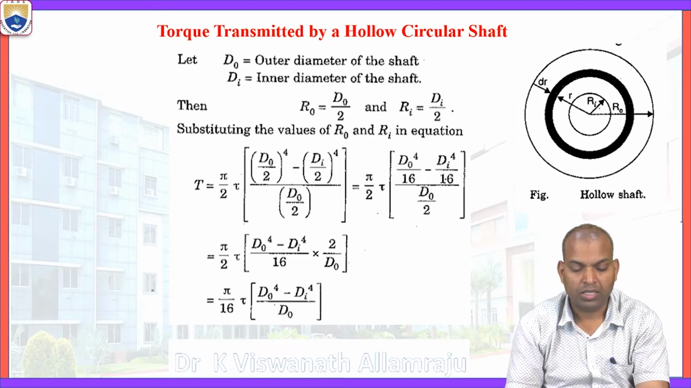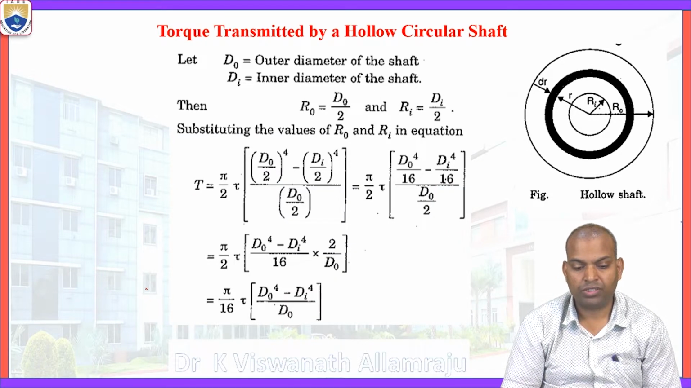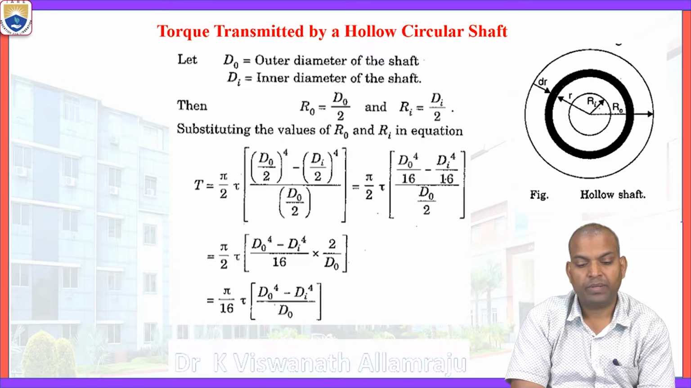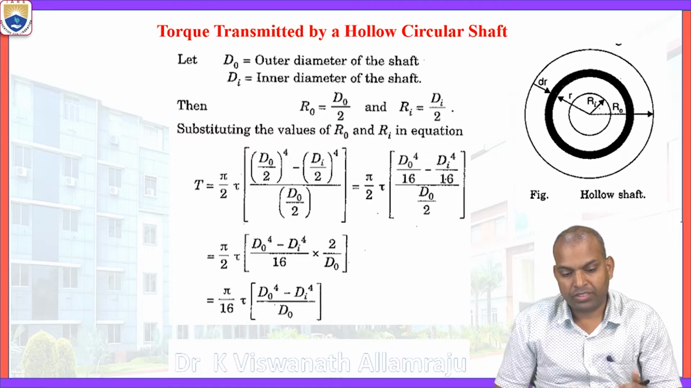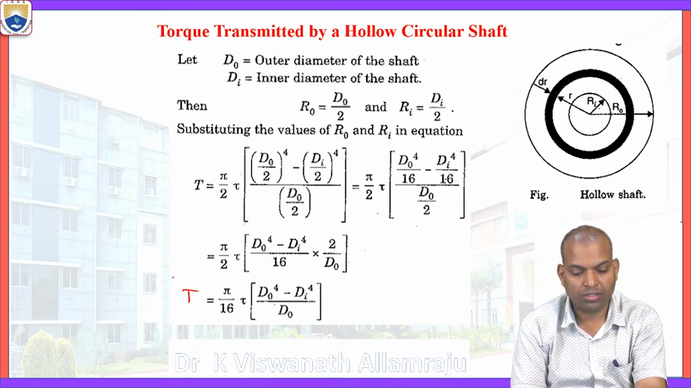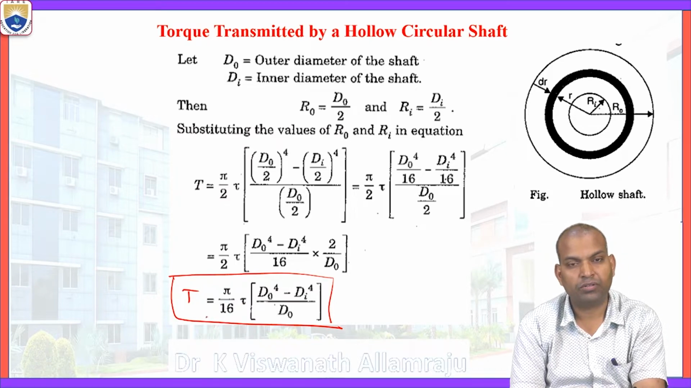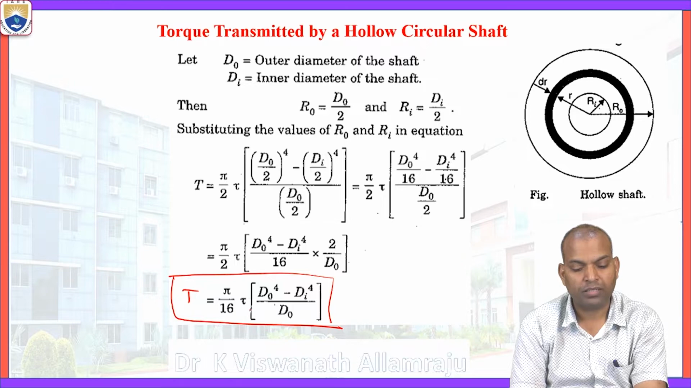What is D0 here? D0 is the outer diameter of the shaft. Di is the inner diameter of the shaft. Replace R0 with D0 by 2, and Ri with Di by 2. Then after simplification, we'll get the total torque in terms of diameters: T equals pi by 16 times tau times D0 power 4 minus Di power 4 by D0.